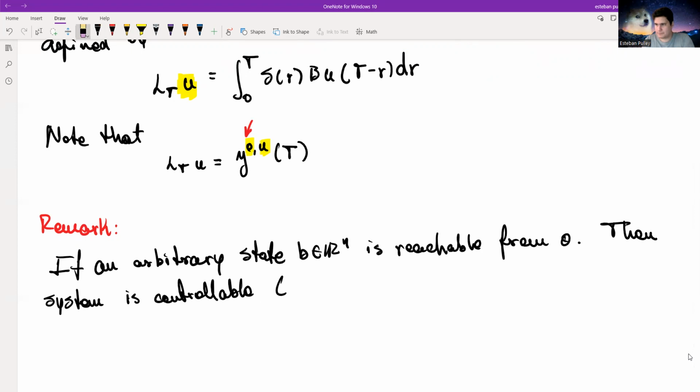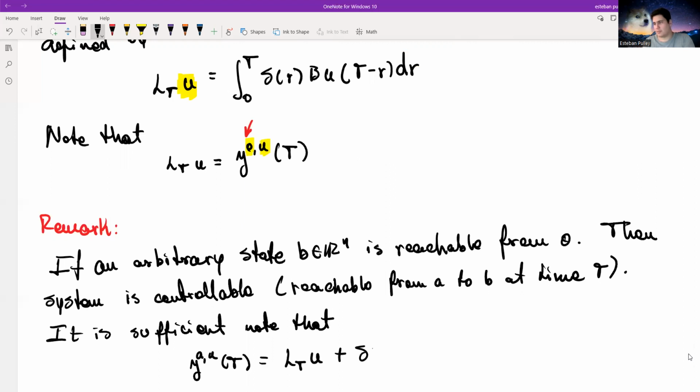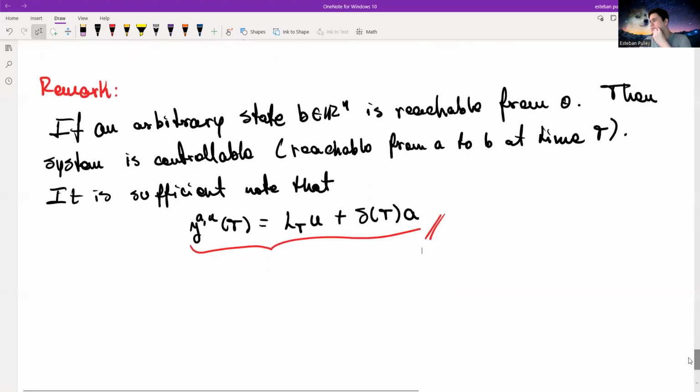That means that b is reachable from a at time t. It's sufficient. Note that the solution of the system when the initial state is a and we have the control u at time t is equal to Lt(u) plus the exponential matrix evaluated at time t multiplied by the initial condition a. And that's simple. We only have to note that this is valid. Okay. Well, we have a sufficient condition for the system to be controllable.